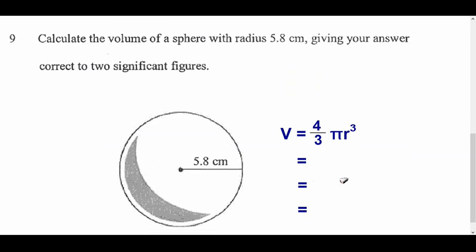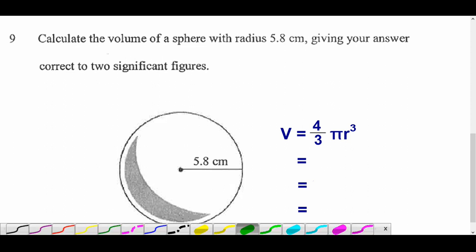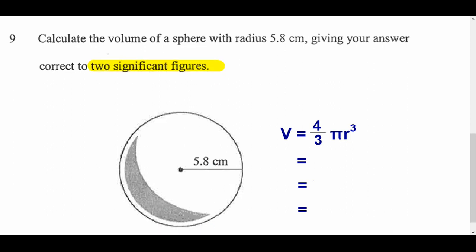Okay, right, question 9 then. Calculate the volume of a sphere with radius 5.8 centimeters. Give your answer correct to 2 significant figures. This is really important here. So it's also really important to look at the formula sheet properly. You will get one in the unit assessment. Look at it and write down the formula correctly.